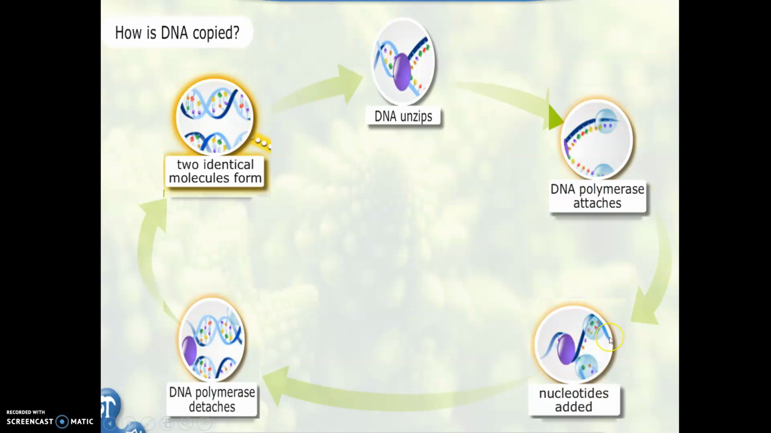So the nucleotides are added. You're getting your second identical strand. And then DNA polymerase detaches. That molecule comes off. It's done its job. It has replicated all of the DNA, all of the bases, and paired with a complementary new one. And now you get two identical molecules out of this. So one becomes two.